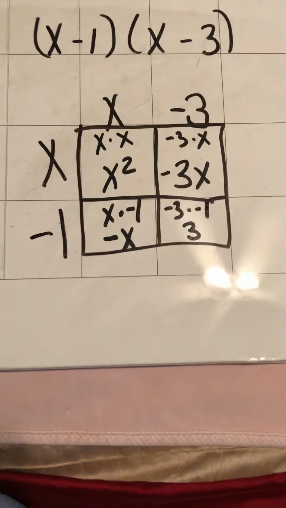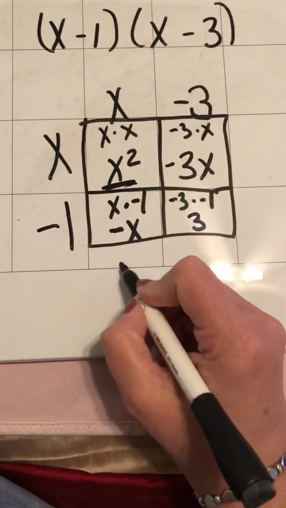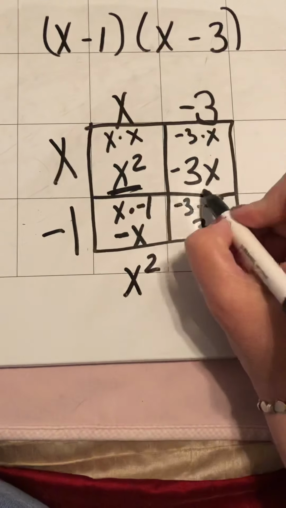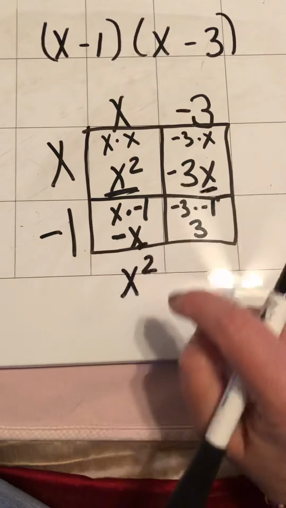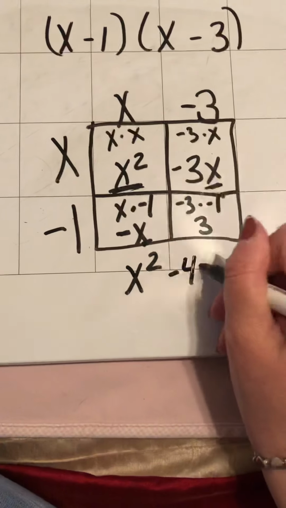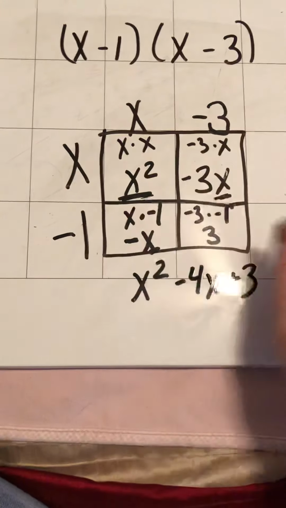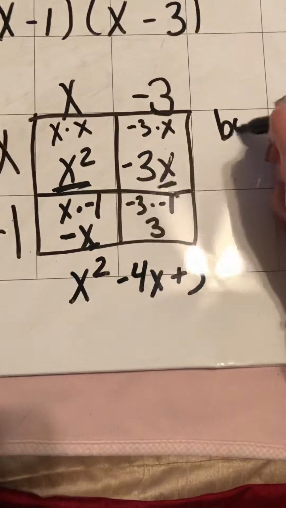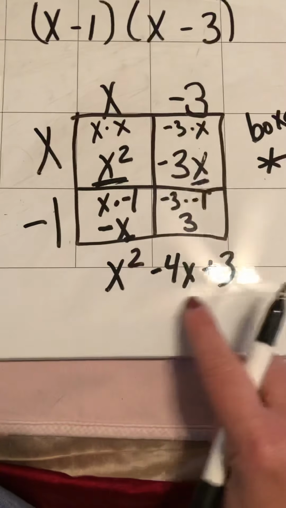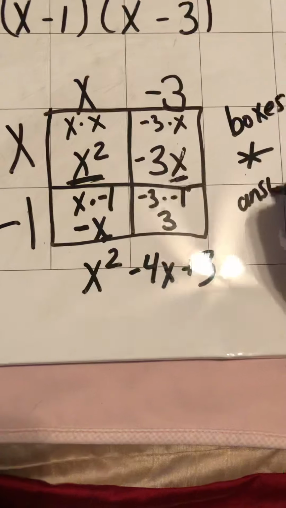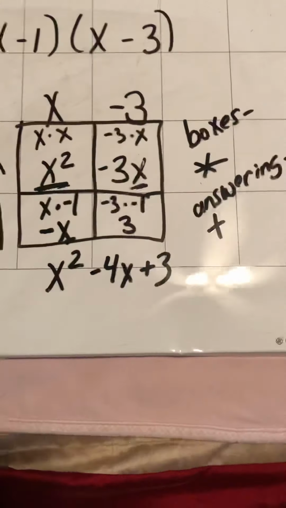Okay, so you've done the math. Let's organize it. Here's your x squared. There's not any other squares, so that's the only one. Here's an x. Here's an x. Negative 3 plus a negative 1 gives you a negative 4x. And then you've got your 3. So think about this. When you're filling out the boxes, you're multiplying. So when you're doing the boxes, you multiply. When you're finishing and you're answering, you're adding. Just a little side note for that.